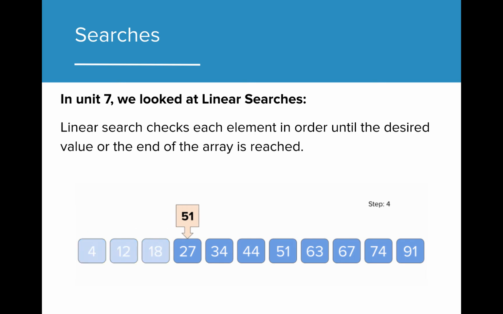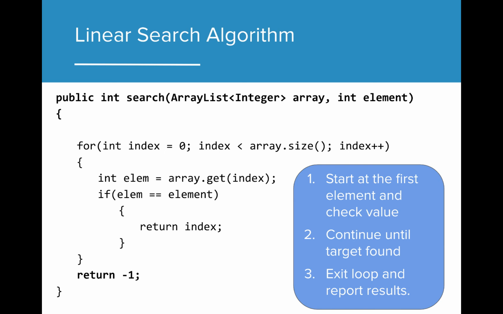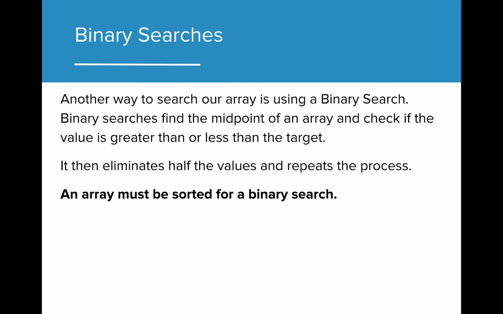We found that linear searches would check each element in order until we got to the specific item that we were looking for. Our solution to that problem involved a for loop, where we searched until that value was found. This process could be inefficient if we had a large list to look through. Binary searches offer a more efficient alternate technique.